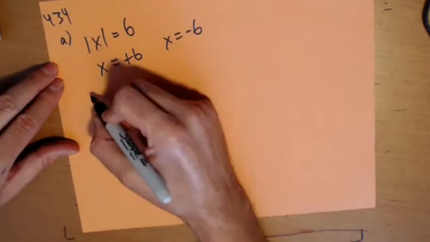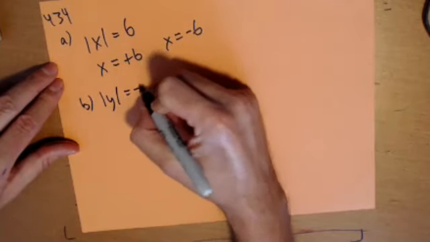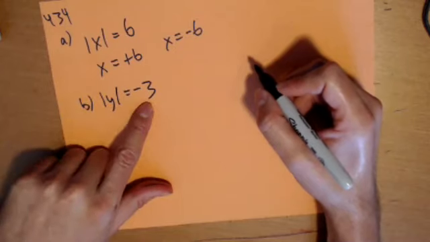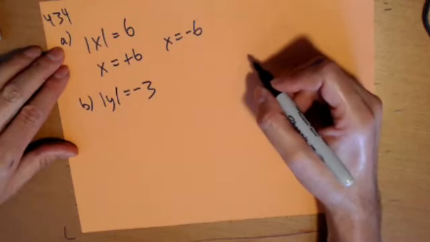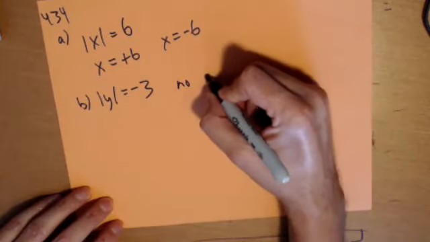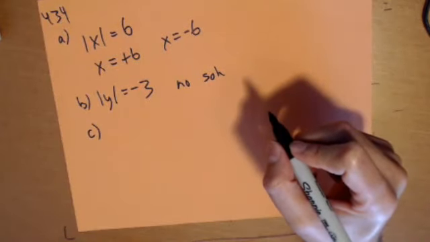So if the absolute value of y is negative 3, you should say, oh, wait a second, absolute value can never be negative. So you would just say, nope, can't do that one. So I'm looking at what the answer would be: no solution. No solution.